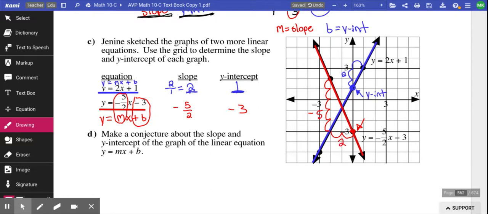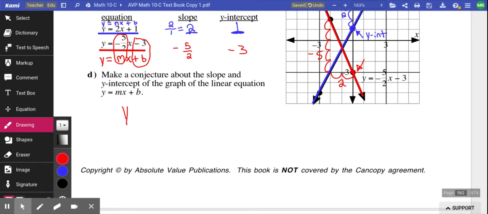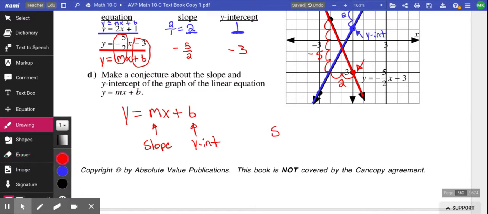We now can officially say that y equals mx plus b can tell me the slope and the y-intercept. Hence, we call this slope y-intercept form. Very original name, right? It tells us the slope and the y-intercept, so they called it slope y-intercept form.